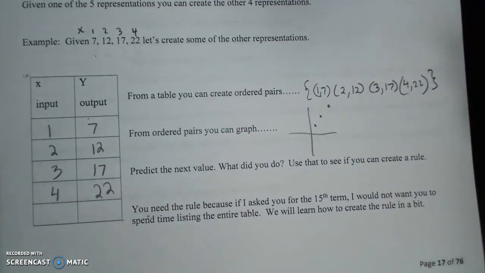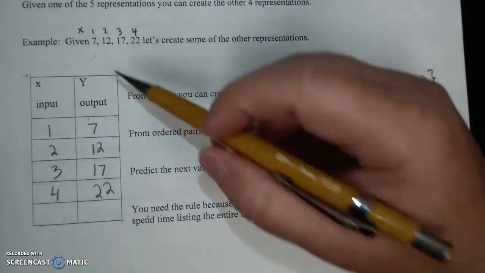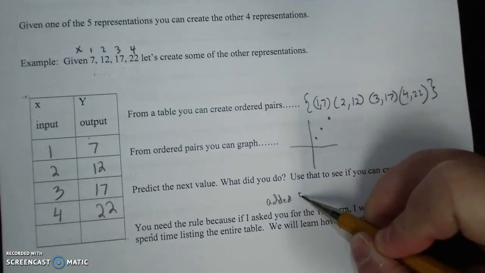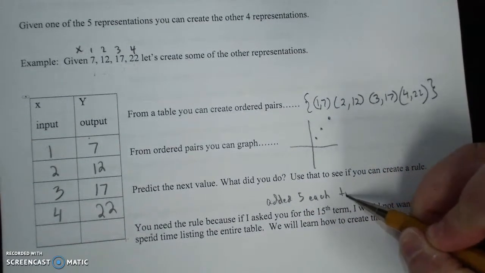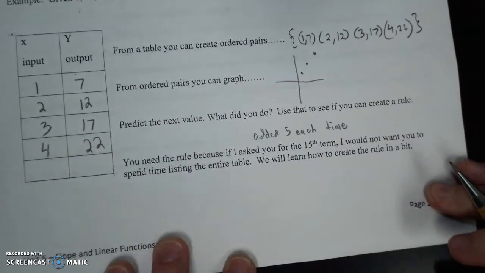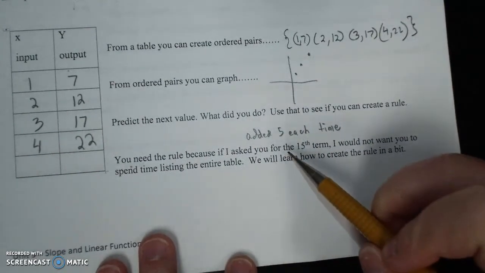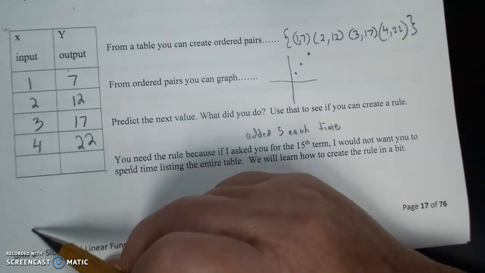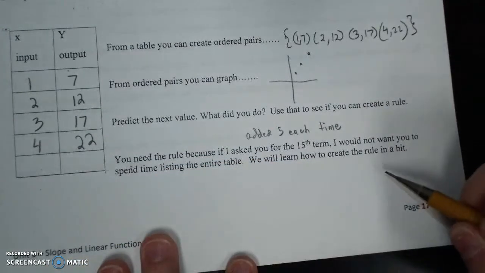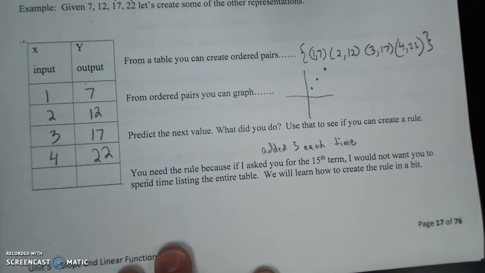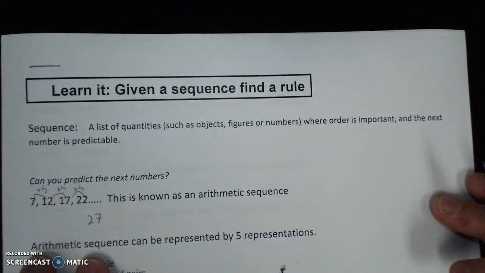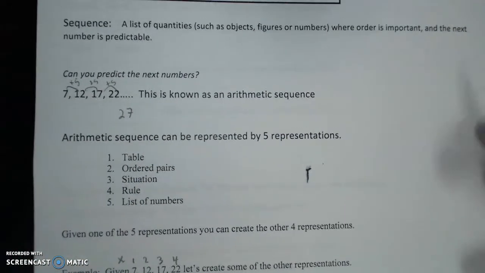What did you do? Okay, so right here, up at the very top, we said we added 5. Added 5 each time. So the reason we need the rule is because if you ask for the 15th term, I would not want you to spend the time going 5, 6, 7, 8, 9, 10. And we're going to learn how to create the rule in a bit. So, again, a sequence is a list of quantities such as objects, figures, or numbers where order is important and the next number is predictable.